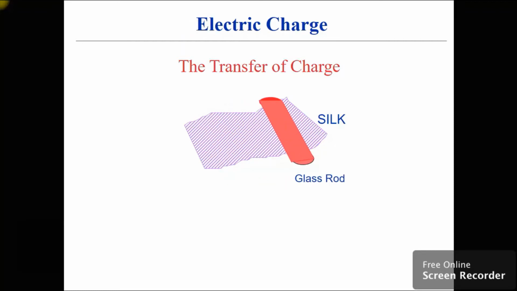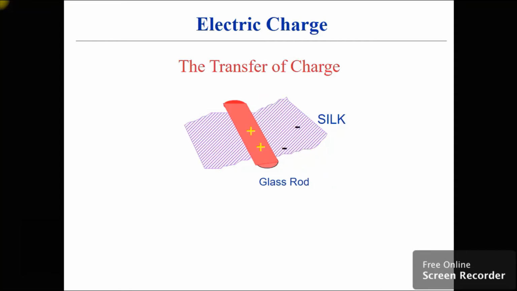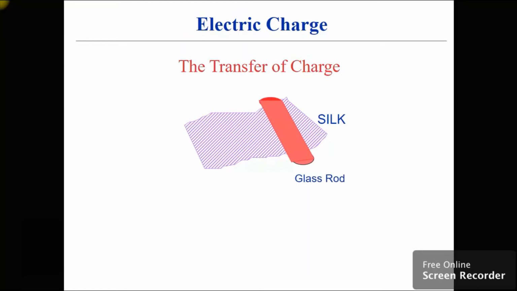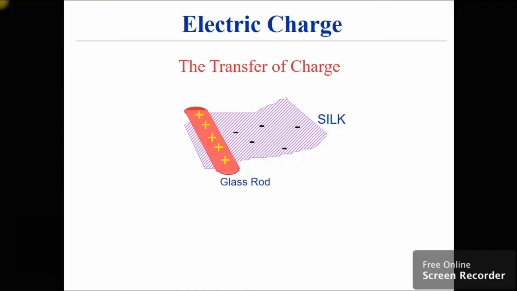And that's where we were at the start of this. There's 0 charge on the silk and the glass rod, and there's still 0 charge on the silk and glass rod. If you add them together, there's 0 there, 0 there, and 0 there. Why? Because if you add a positive and a negative, you get 0, right? So that's the point.